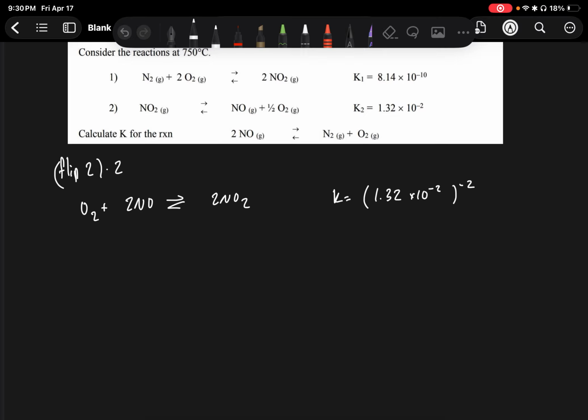Because when we're flipping it, flip and times by 2, so therefore it'll be to the power of negative 2. Okay, so we got 2 and 0 on that side. We have to flip 1, I guess. Yeah.